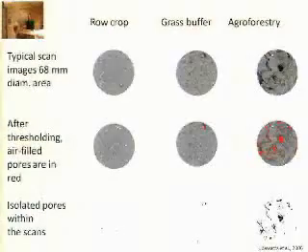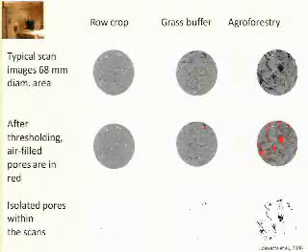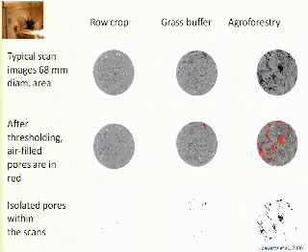And when you look at these changes in a medical X-ray CT scanner, this is how it will look. Row crop area scan, grass buffer scan, and agroforestry scan. If you separate pore areas in the matrix, that means the soil, crop areas had a very small number of pores and porosity as compared to agroforestry areas. Much more pore area or porosity in the agroforestry areas as compared to crop areas.